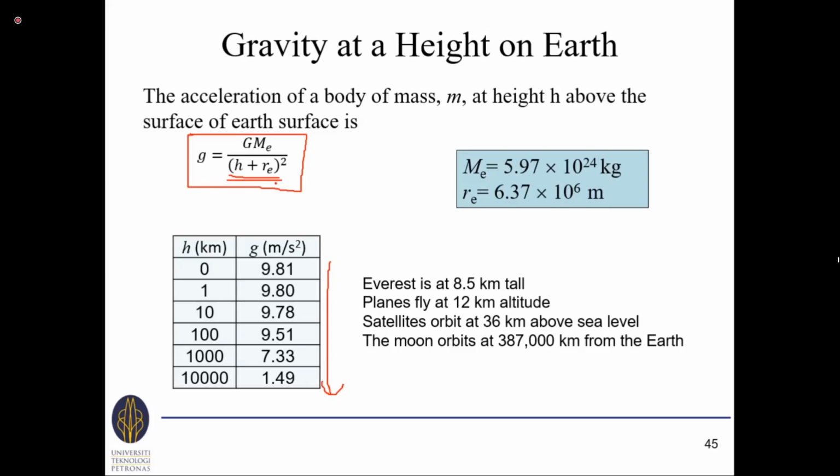Again, it should be given, but if it is not, you are free to use the value written in the book, or you can find it online. So you can see there, if the height is on the surface, it is exactly 9.1.